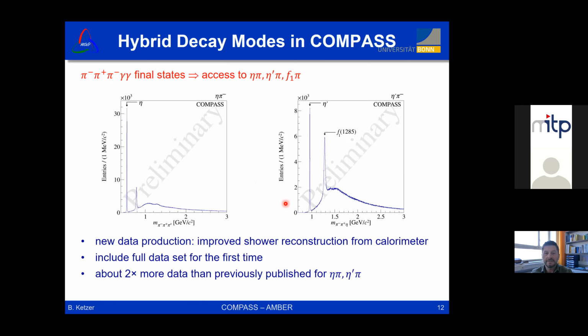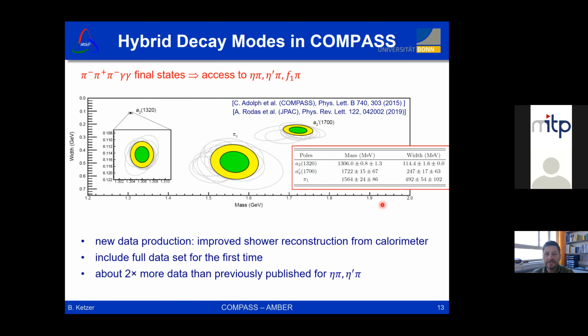And these are the invariant mass plots of pi minus, pi plus, pi 0, where you see a clear eta peak that you can cut on. And if you have the pi minus, pi plus, eta, here you see a clear eta prime peak sitting on a very low background, and also the f1 that you can use to study the f1 state.